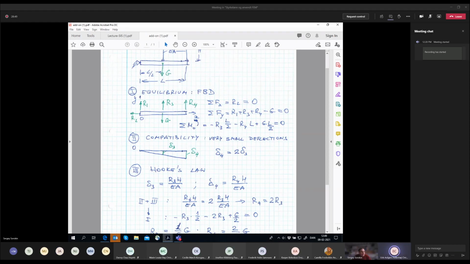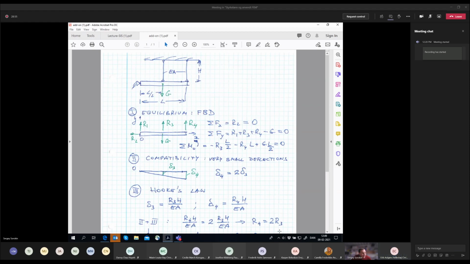Maybe R4 should keep the beam up. Pardon? I'm just being skeptical. Shouldn't R4 keep the beam upwards so it doesn't deflect downwards? Yes, so in principle, of course, these forces R4 and R3 prevent this beam from moving downwards.